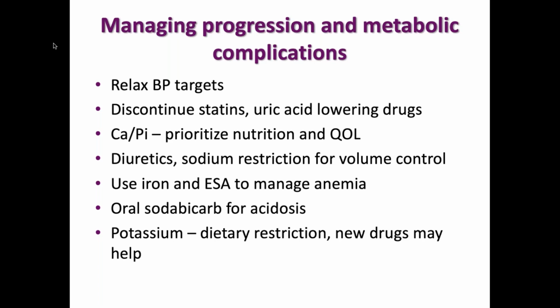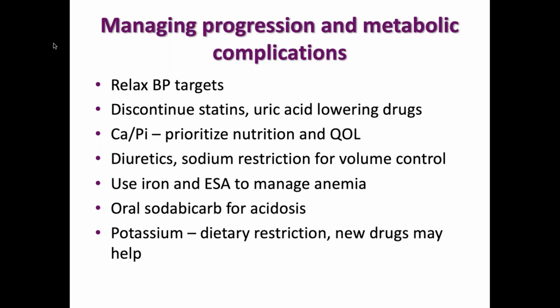And one of the ways where we can provide good quality is by reducing the pill burden. So we reduce drugs which are not essential, like statins, uric acid lowering drugs, etc. Similarly, phosphate binders constitute a large proportion of pill burden, and we can actually discontinue phosphate binding agents also. But we must prioritize nutrition and quality of life, because if we continue to restrict phosphorus containing diet, then we restrict their protein, and once the protein restriction comes into play, then nutrition suffers.